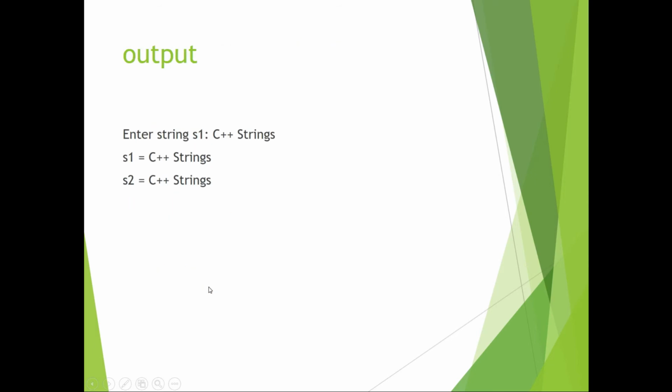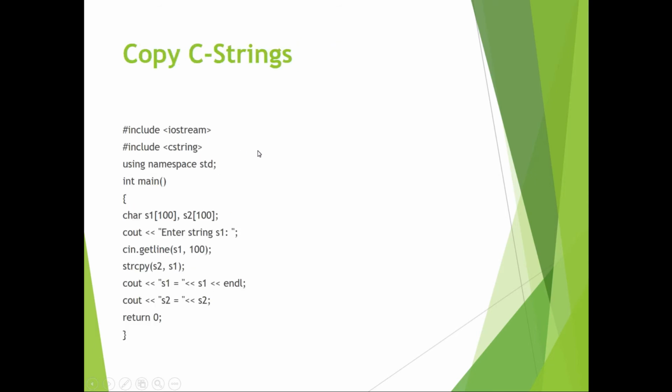So in both cases I can see my output as C++ strings. Fine, we'll see what happens in C strings. There is an inbuilt function which you call strcpy, string copy. Whenever I use strcpy, it is the same as using equal to. Equal to will be applicable only to string objects, and strcpy will be applicable for C strings.